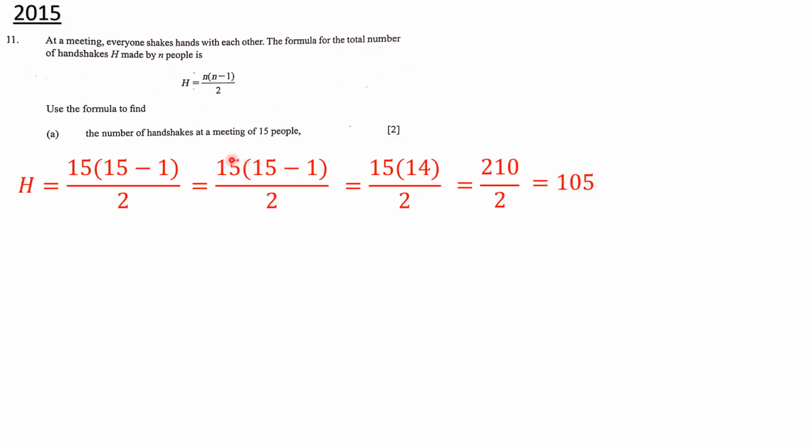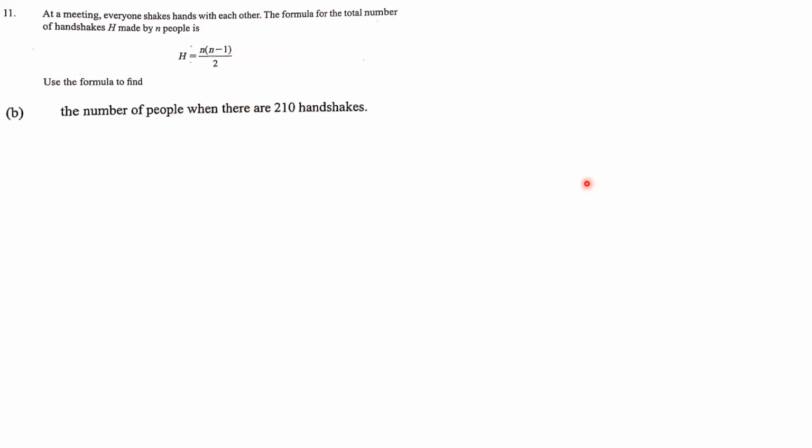So we substitute 15 for the n right there. Actually, these two are saying the same thing, so you don't have to write it twice. But basically, the idea is plug in the 15, substitute the 15, multiply 15 by 14, you get 210, divide it by 2 and you get 105. Now, B.